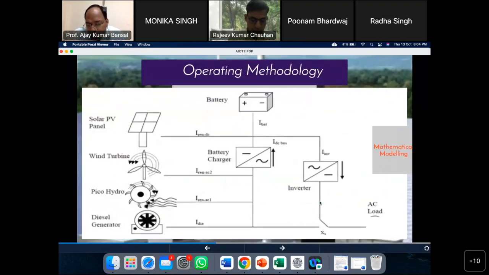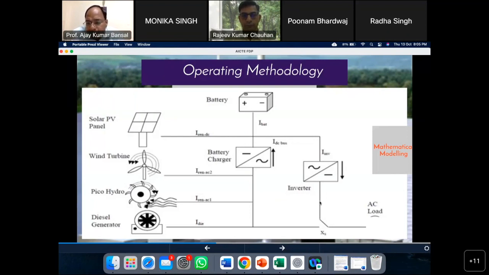I will be using a case study for understanding the system. In that study, we will be using a solar PV panel as one component, a wind turbine as the second component, a pico hydropower plant, which is a very small capacity hydropower plant, and then a diesel generator. These are the 4 types of energy generating systems which we will be using in this hybrid energy system.